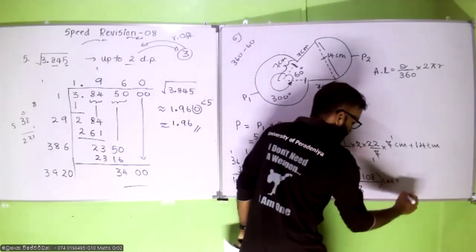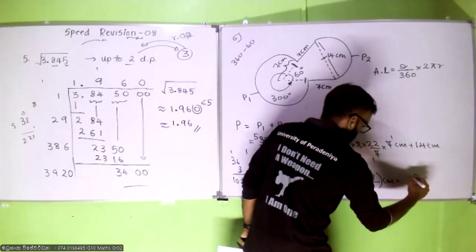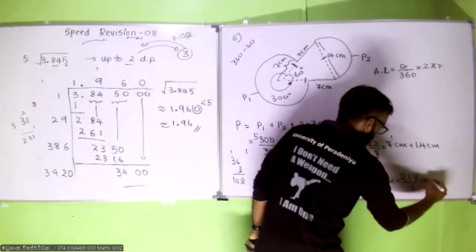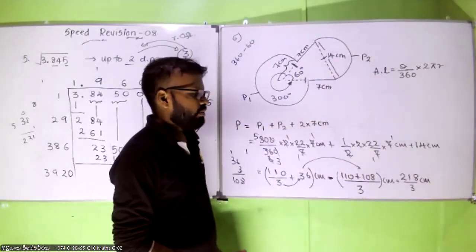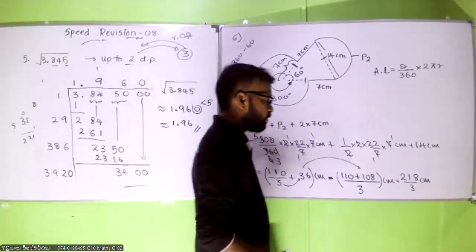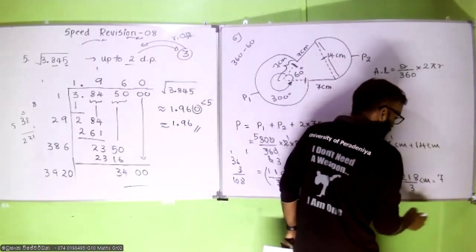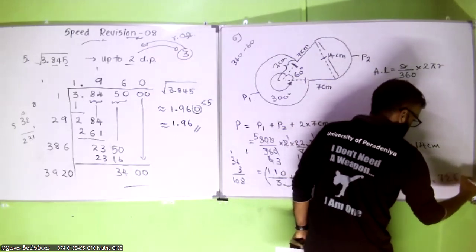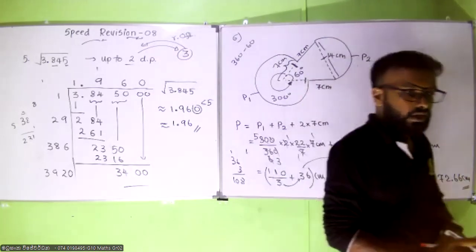So we get 218 over 3 centimeters. This is an improper fraction. Keep it as a mixed number if you want, or you can keep it in decimal numbers. I am not going to do that, so I will keep it in decimal numbers. 218 divided by 3 is 72.66 centimeters.